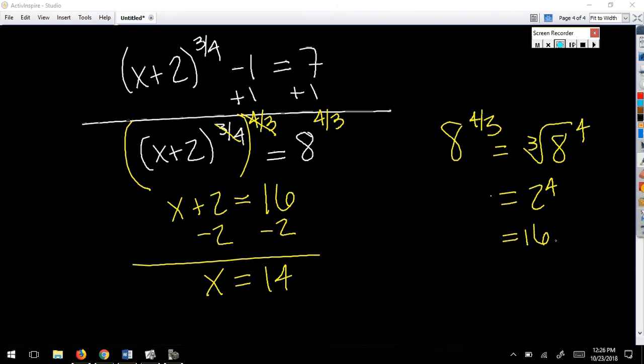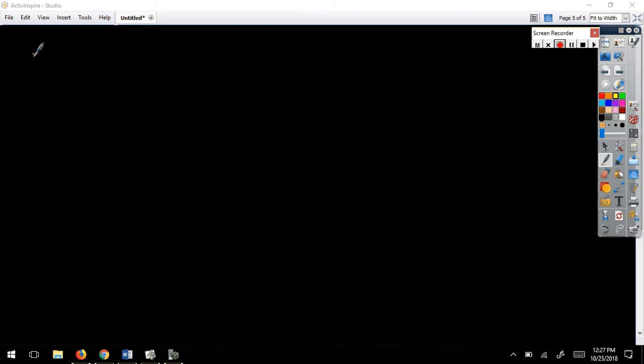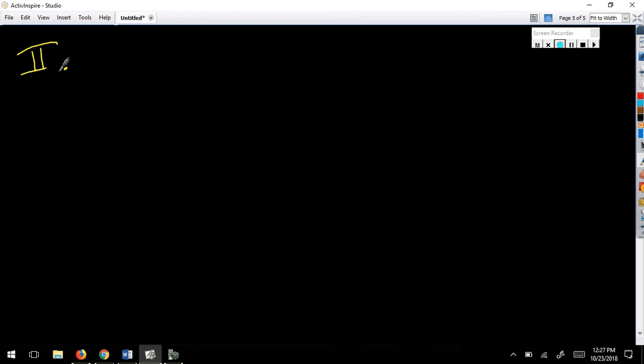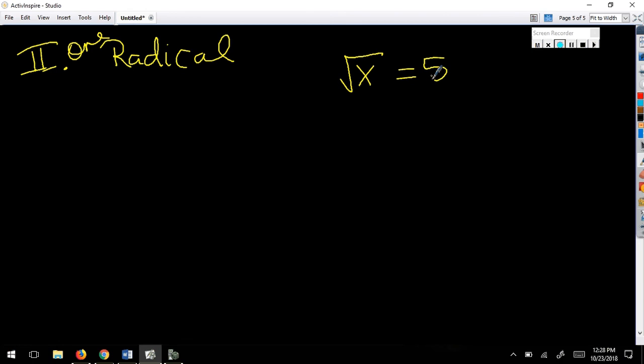Part 2 that I want to show you is with a radical, and I want to show you the scenario with one radical. Okay. Now, before I show you radicals, tell me this. If you have something like the square root of x equals 5, how do you solve that?